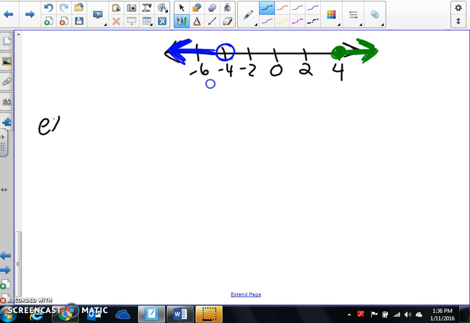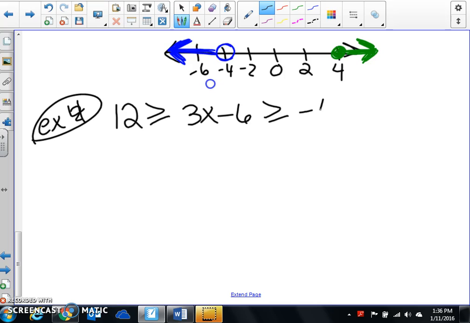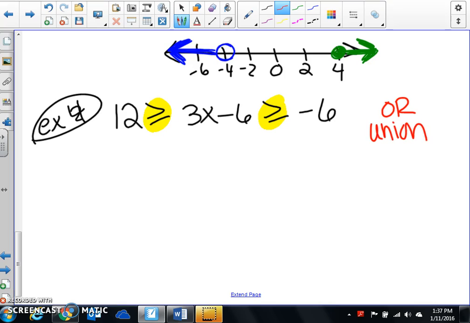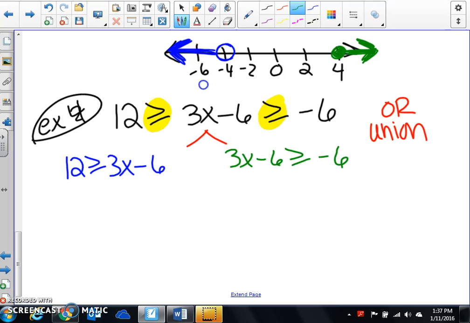Last one, and then you have your practice problems. 4. 12 is greater than or equal to 3x minus 6, which is greater than or equal to negative 6. All right, I don't see the word "and" or "or," so I got to look at the inequalities. This is greater or greater, so it's a union. And I go ahead and I break it up. So over here, I've got 12 is greater than or equal to 3x minus 6. Over here, I've got 3x minus 6 is greater than or equal to negative 6.